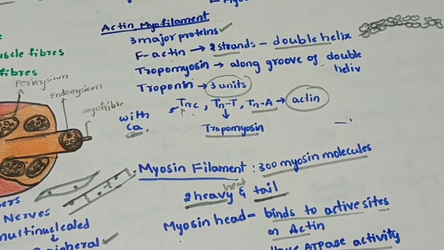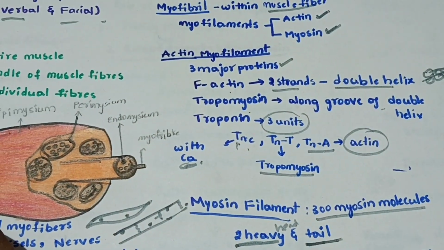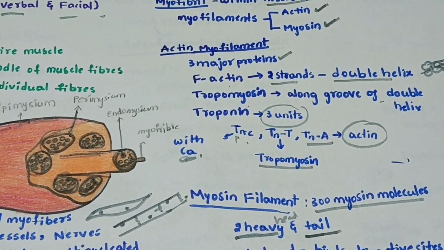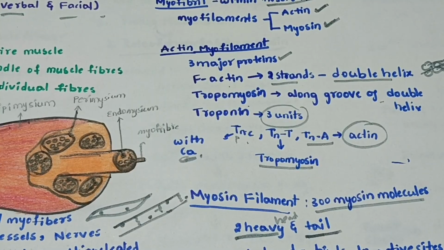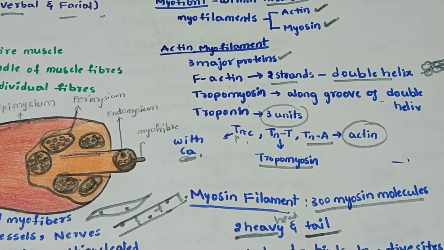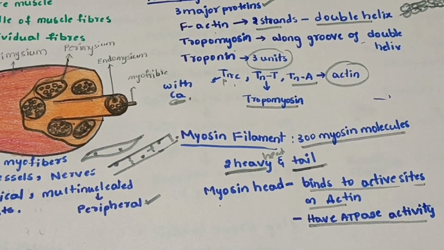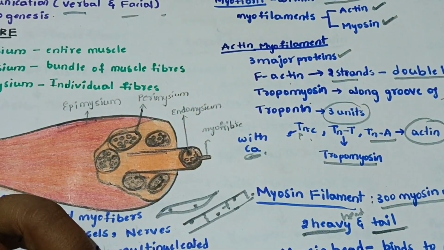The myofibril contains actin myofilament and myosin filament, of which the actin contains three major proteins, F-actin, troponin and tropomyosin, whereas the myosin filament contains two heavy heads and a tail. The myosin head binds with the active site of actin during muscle contraction, and it also has ATPase activity. Yes, this is the structure of skeletal muscle.